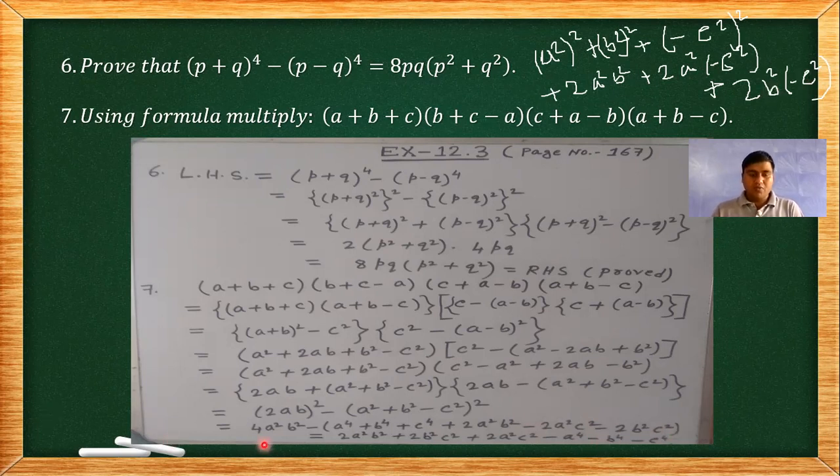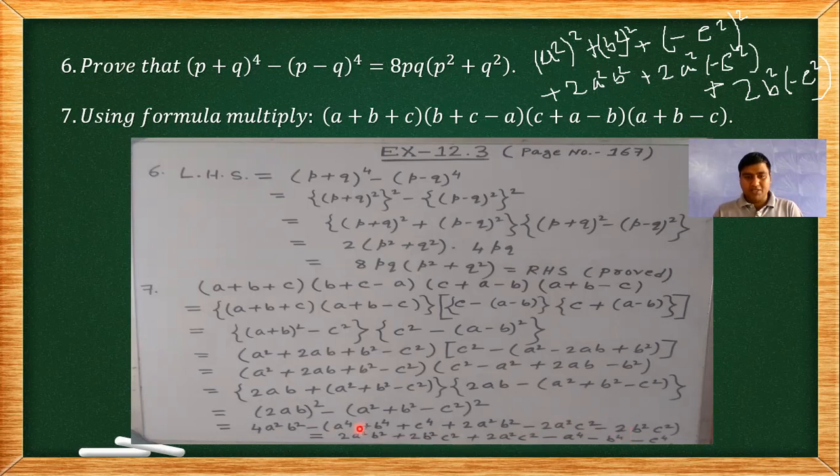So now this is, open the bracket, and there is a minus sign. So plus 4a²b² minus 2a²b². This is 2a²b² minus 2a²c². This is again a minus sign. Minus, I want to say plus 2a²c².